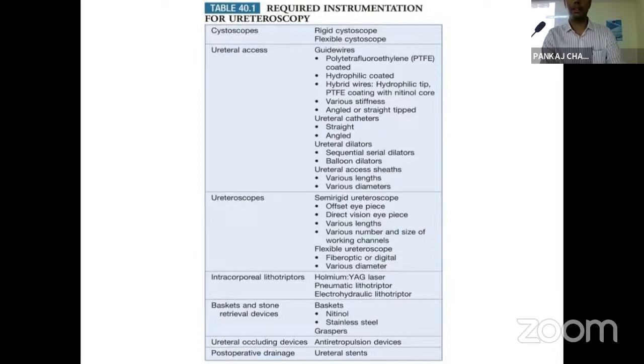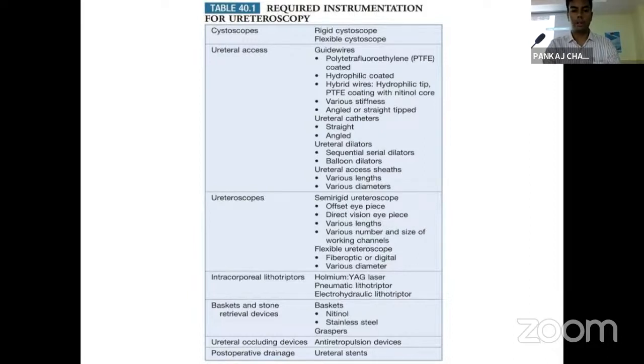Ureteral access sheaths come in various lengths and diameters. Ureteroscopes are available as semi-rigid ureteroscopes, which can have an offset eyepiece or direct vision eyepiece, in various lengths, with various numbers and sizes of working channels. Flexible ureteroscopes may be fiber optic or digital and come in various diameters. Intracorporeal lithotripters include holmium YAG laser, pneumatic lithotripter, and electrohydraulic lithotripter.